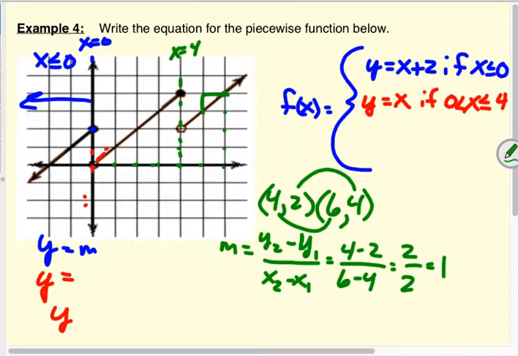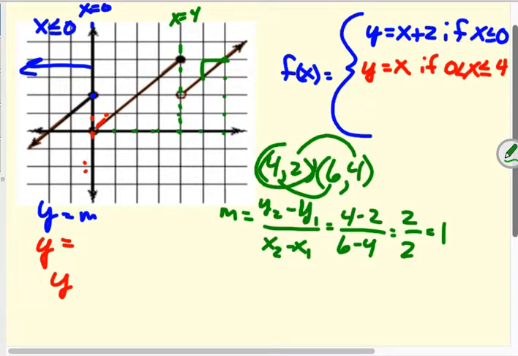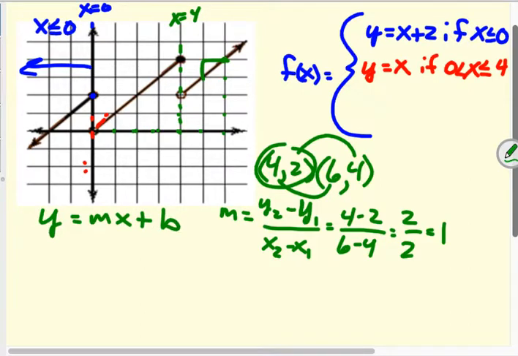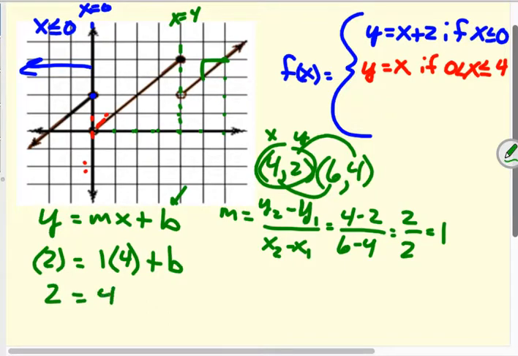Now, using one of these points, and I'll just use the point (4, 2), I'm going to plug it into slope-intercept form here. y equals mx plus b. We don't know our y-intercept b. We could figure it out, but I'm just showing you how to do it by using ordered pairs. I'm going to plug this in for x and this in for y. So y is 2 equals, we just found our slope to be 1 for m, and x is 4 plus b.